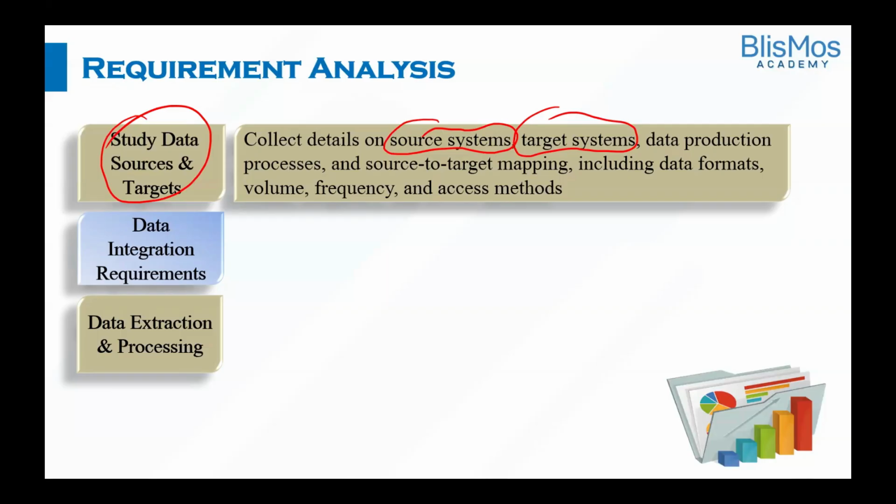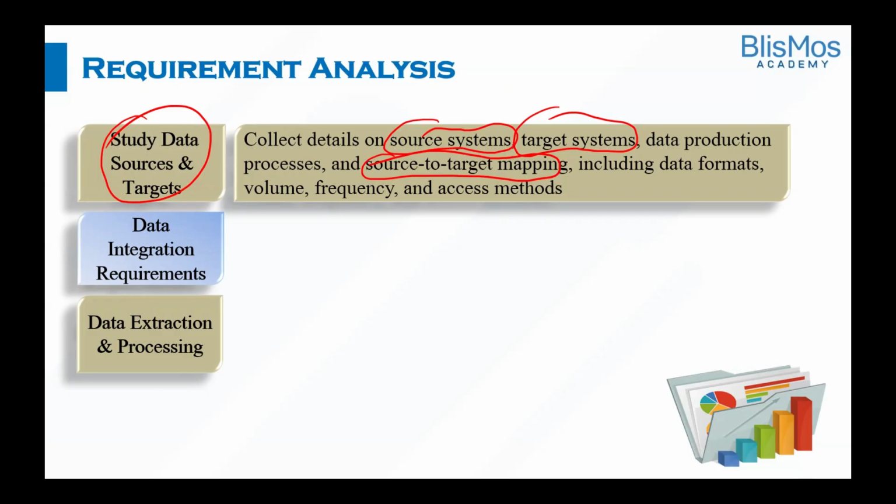And data production processes. We also need to understand the mapping between the source and target, including various data formats. Is it CSV? Is it JSON? What kind of data format? What is the volume of the data we are speaking about? What is the frequency at which the data is being sent from source to target after the transformation is done? All these come under the requirements of a big data project or any data engineering project.